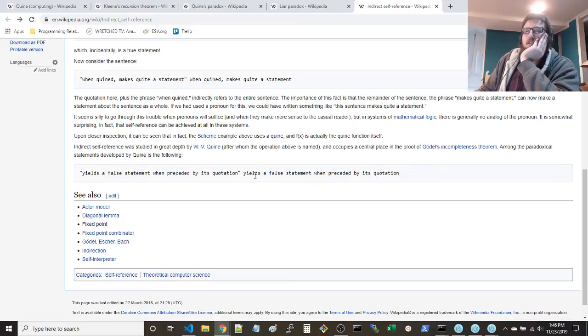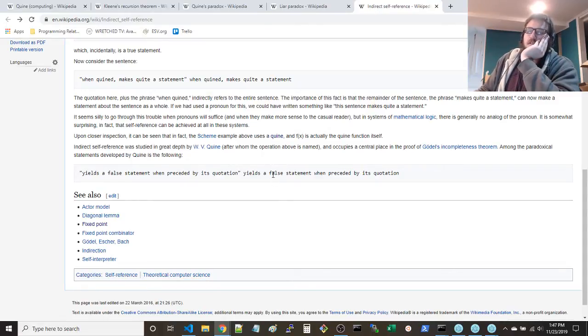So, this yielded by this preceded by this as a statement, if it's true, implies that it should be false. And then if this is false, it means this doesn't yield a false statement, which means it yields a true statement, creates the paradox. Okay, I get it now. I understand why the paradox is here.